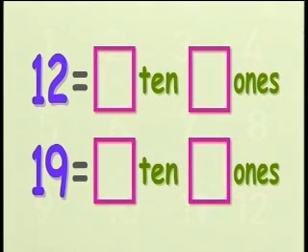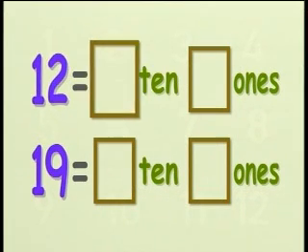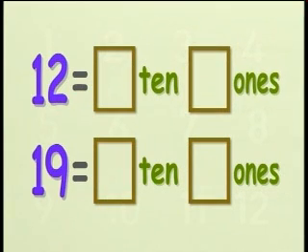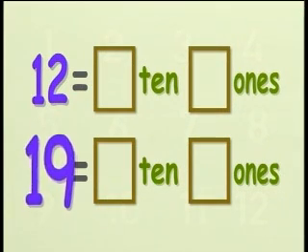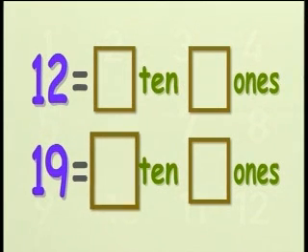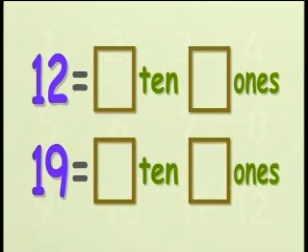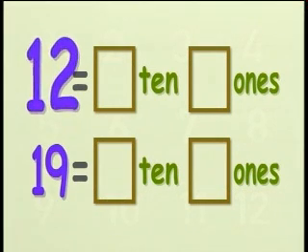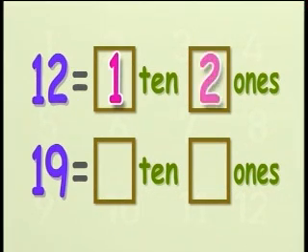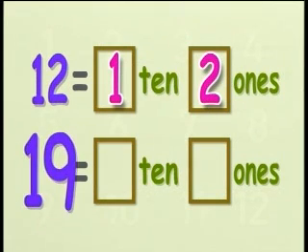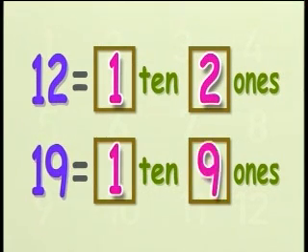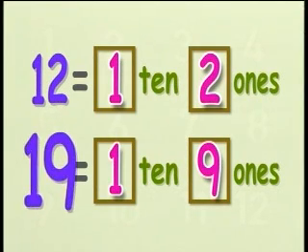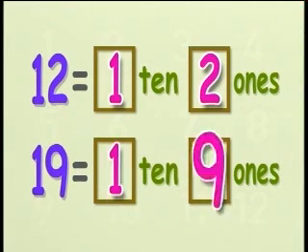Fill in the blanks with the correct numbers. 12. How many tens? How many ones? 19. How many tens and how many ones? 12 is 1 and 2. So 12 has 1 ten and 2 ones. 19 is 1 and 9. So 19 has 1 ten and 9 ones.